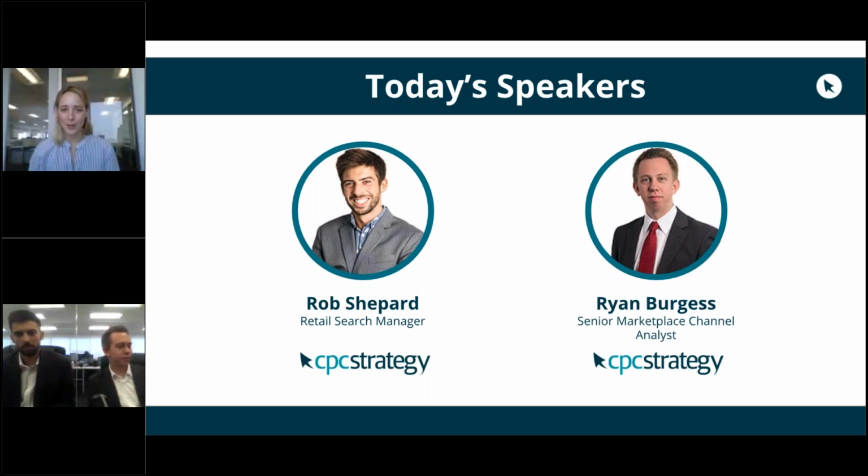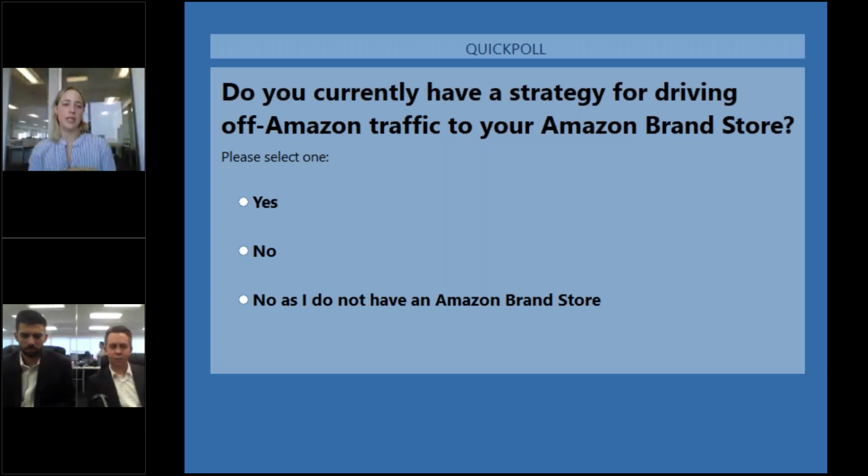Before we get into the nitty gritty and the content, I'm going to launch the poll question. To our audience members, this poll question should take over your entire screen, so just feel free to answer. Rob and Ryan, you won't be able to see the poll, but I'll let you know the results. The question is: do you currently have a strategy for driving off Amazon traffic to your Amazon brand store? This is just to get a feel of how many of you have an Amazon store and a web to Amazon strategy, so Rob and Ryan can tailor their messaging accordingly.